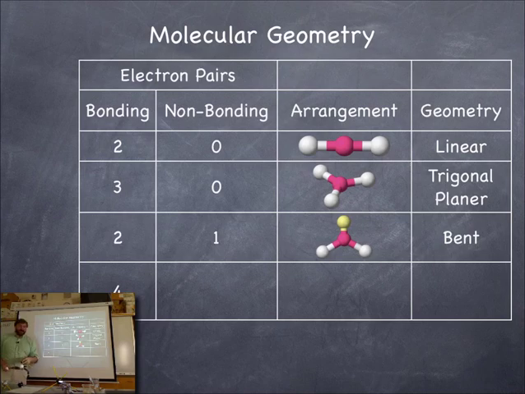Okay? So now we can go on to our 4. So here's my 4. This is my tetrahedral geometry, right? So I have 1 central atom, and I have 4 other atoms bonded to that with no lone pairs. I've got my tetrahedral geometry.